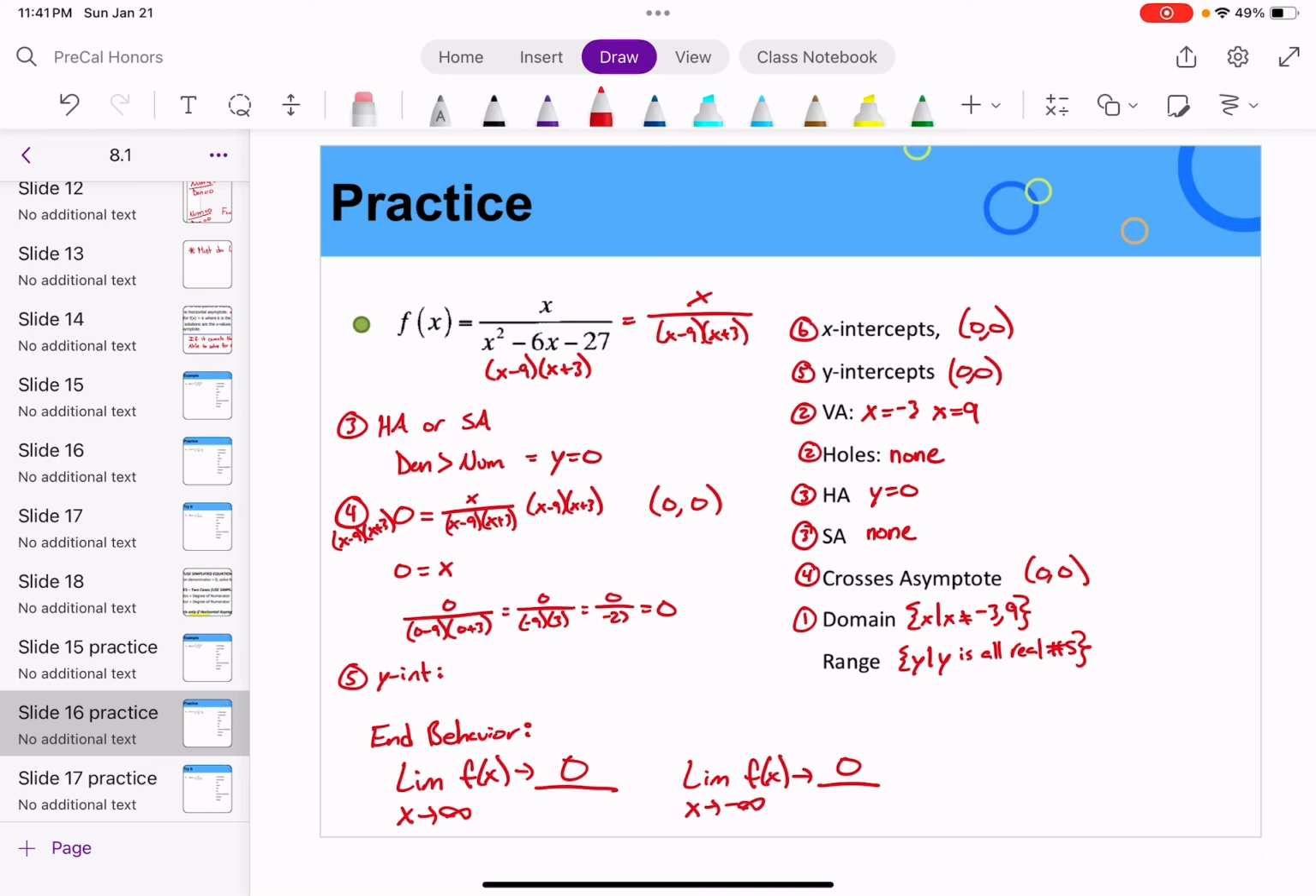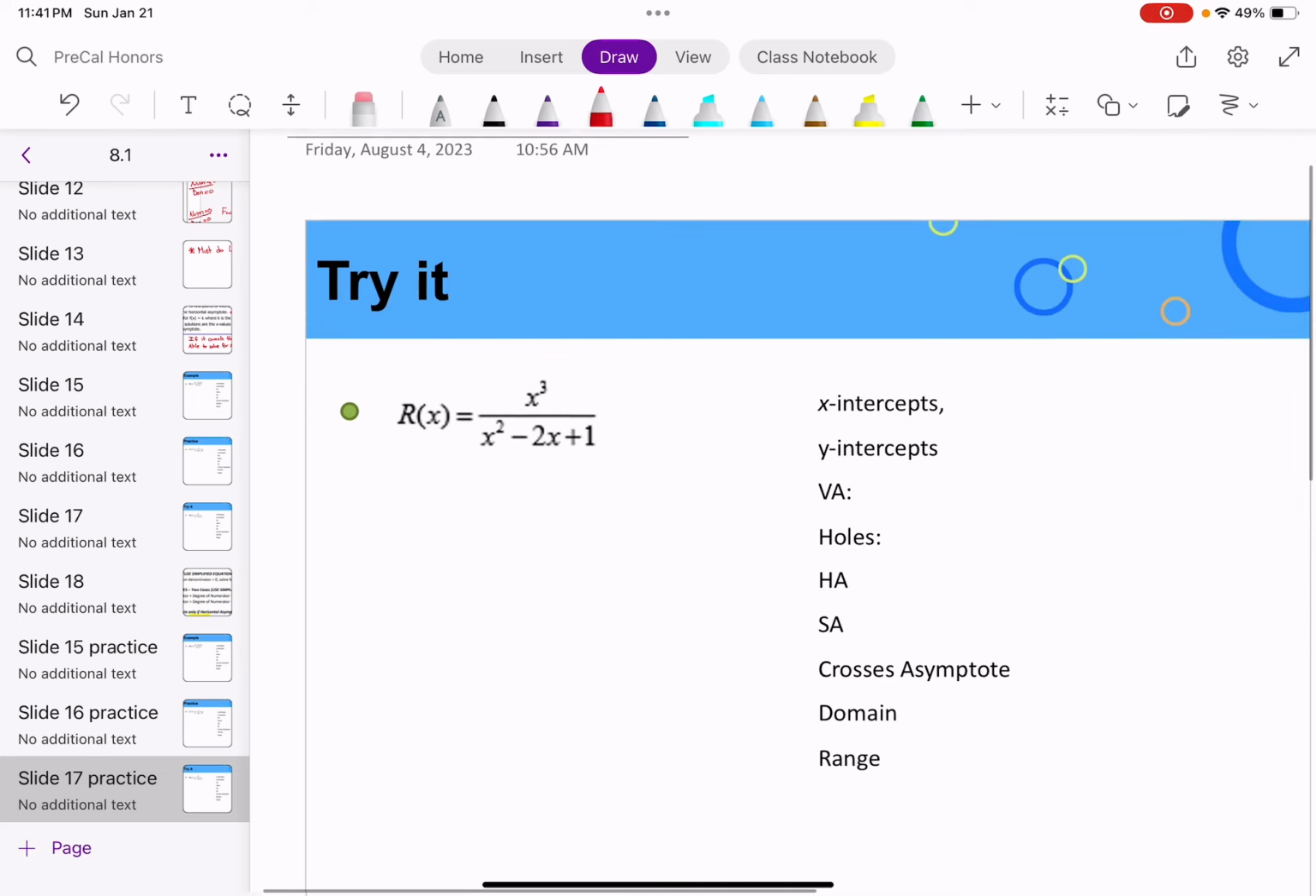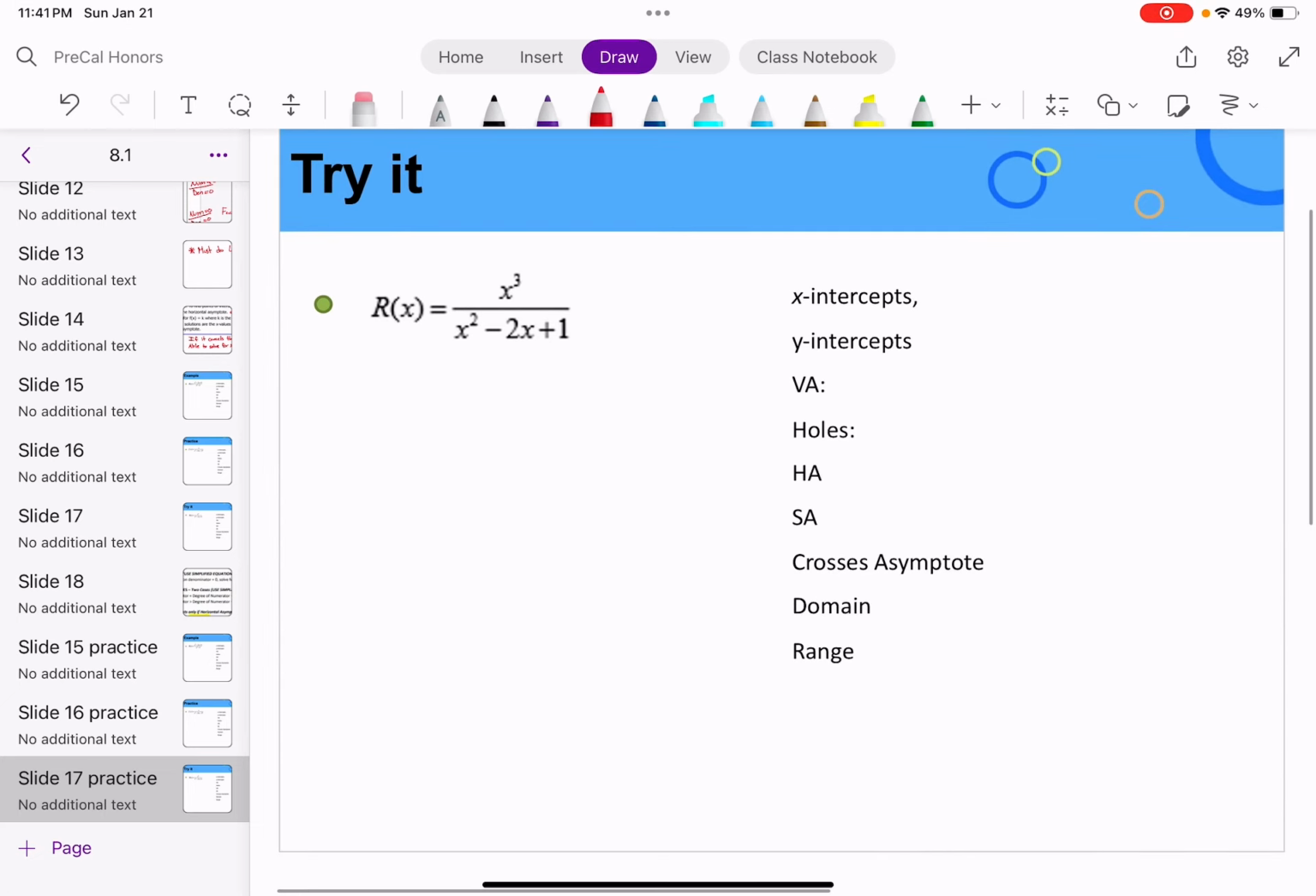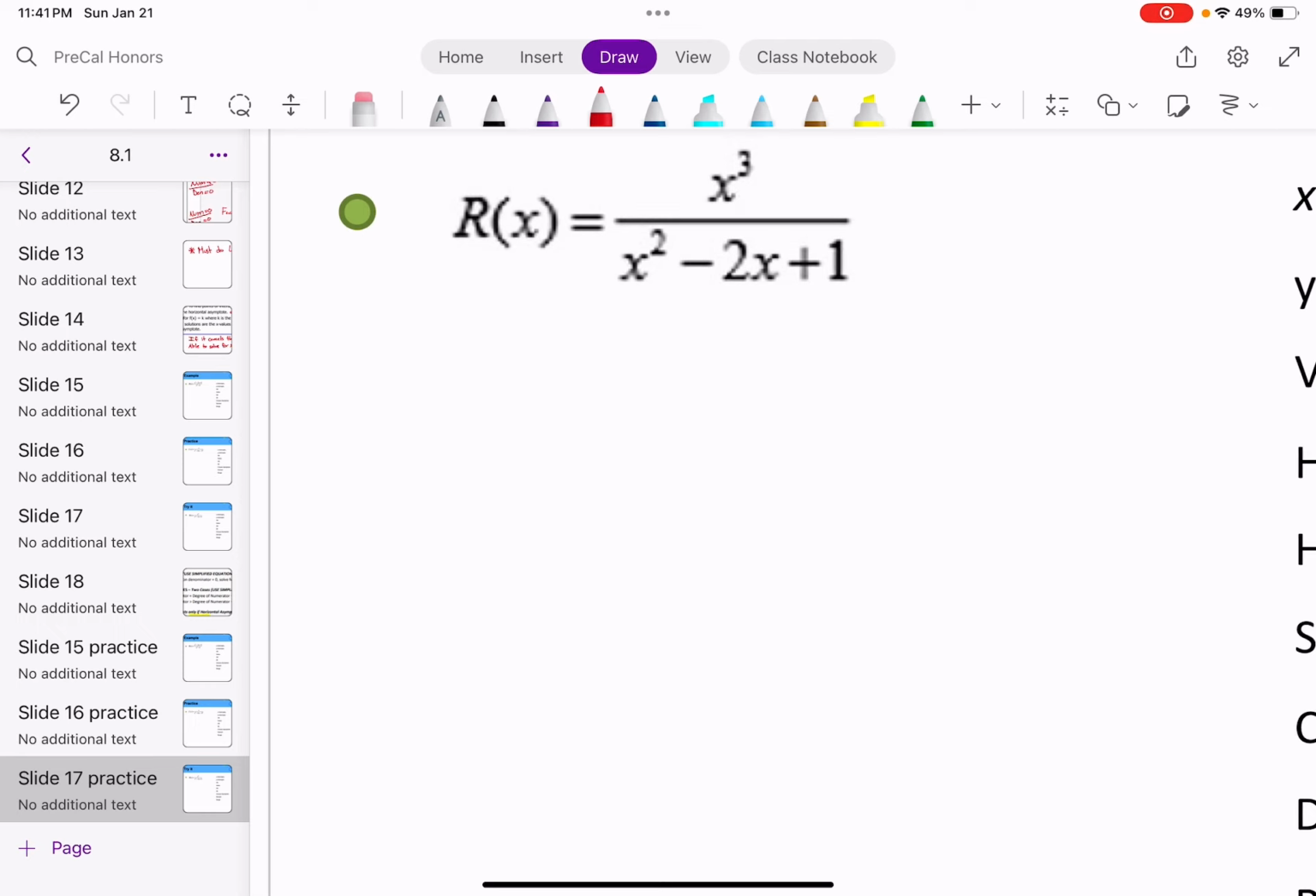So here we're going to hop on over to our last example, which is slide 17. We're going to do the exact same thing that we've done each and every time. We're going to work with simplifying our equation and figuring out our domain. That is our first step every single time. So we're going to go ahead and break this down into x minus 1 and x minus 1. Notice in this case, we would have x to the third over x minus 1, x minus 1.